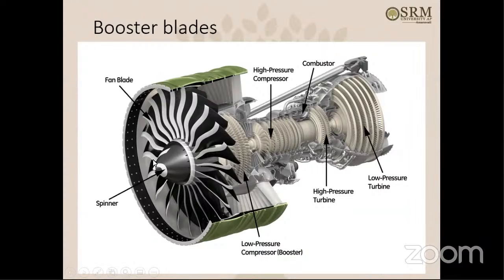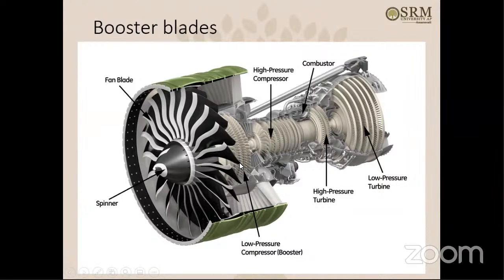This spinner nose is also made of composite. If you look at the fan case, this fan case is also made of composite nowadays. So going forward with the incorporation of composite into the aircraft engine, the next target was the booster blade. This area here is actually the low pressure compressor.